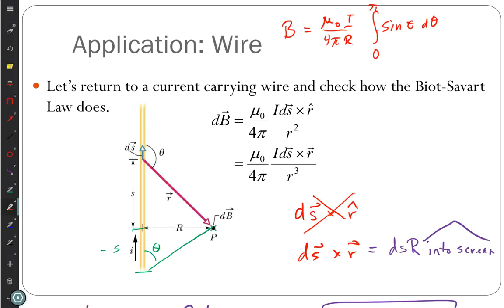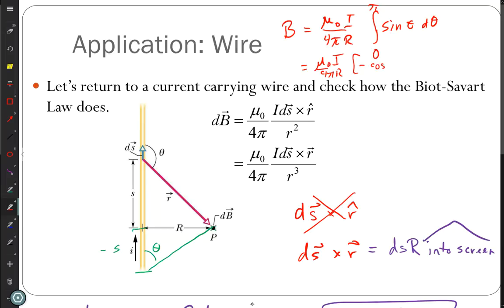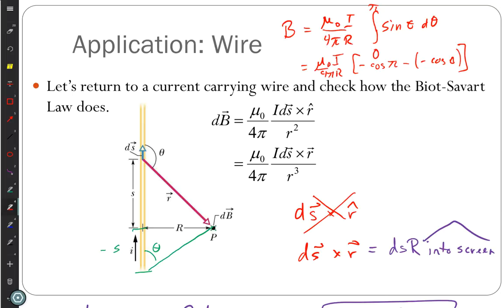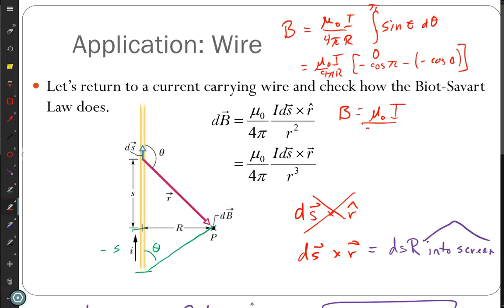Okay, so now if we do this integral, what's the integral of sine theta? Minus cosine of pi minus minus cosine of 0. Minus cosine of pi is 1. Minus cosine of 0 is also 1. 1 plus 1 is 2. And so we get B is equal to mu naught I over 2 pi r. Exactly the same as we worked out yesterday using Ampere's Law.